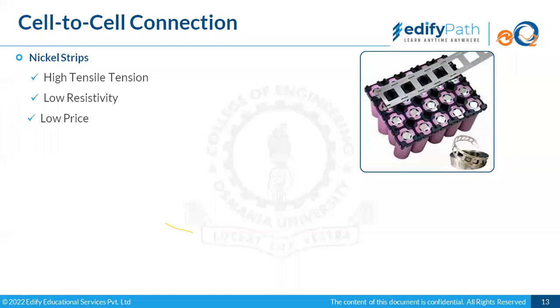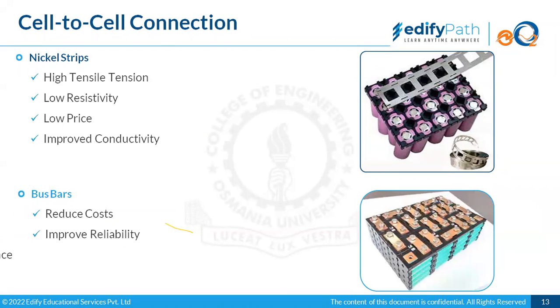So, cell to cell connection. Normally in these conditions, we use nickel strips. If we are using a mid-range battery, say 7 to 8 kilowatt, then we use nickel strips, because first of all they have high tensile strength, low resistivity, low price, and improved conductivity.